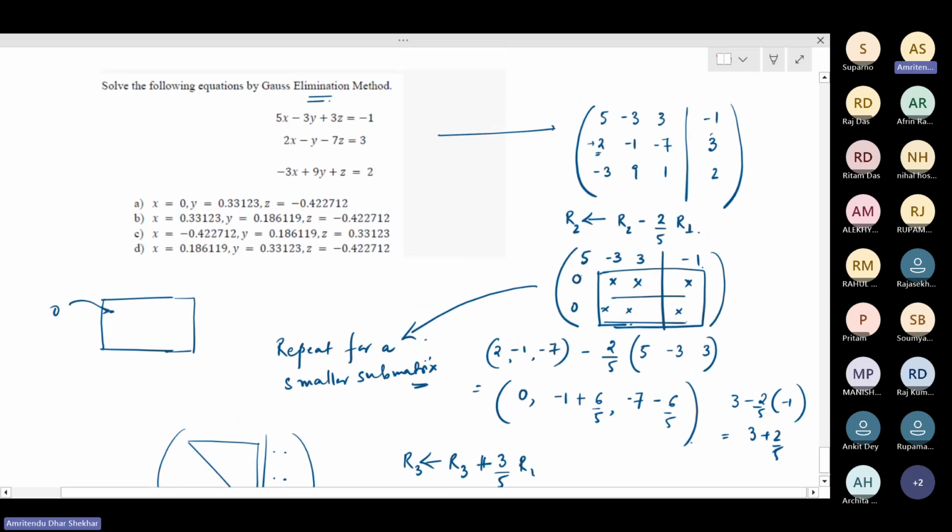So then what you can do is check any of the rows, and whichever row has a non-zero element over here, you can swap, you can interchange those two rows.